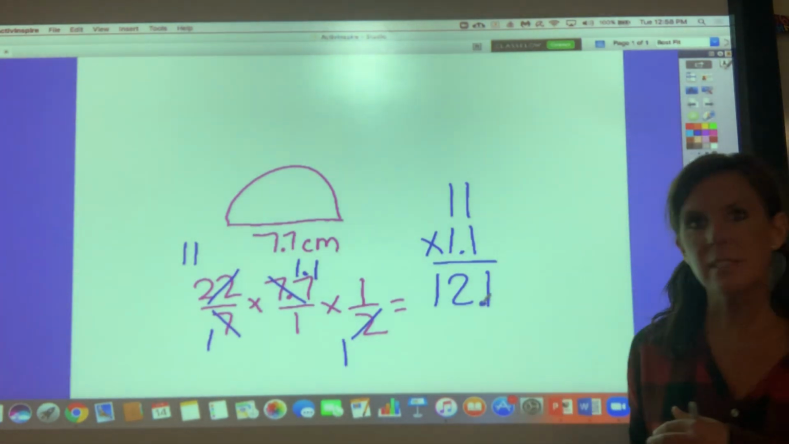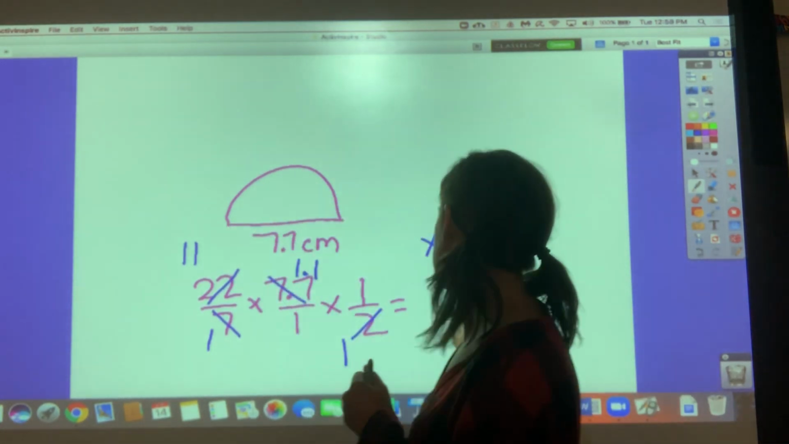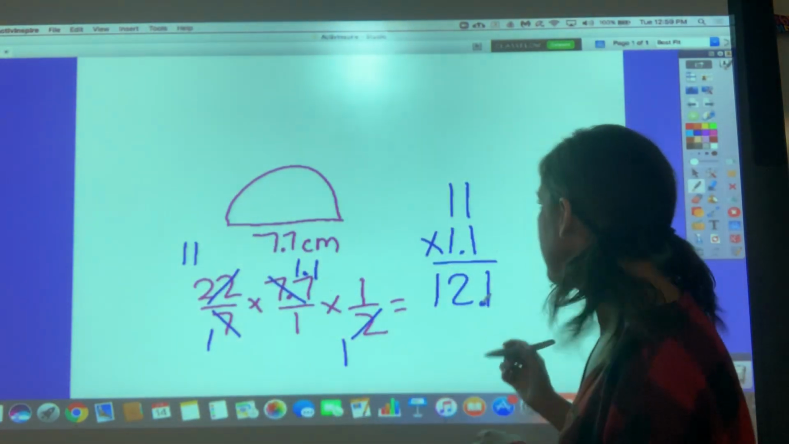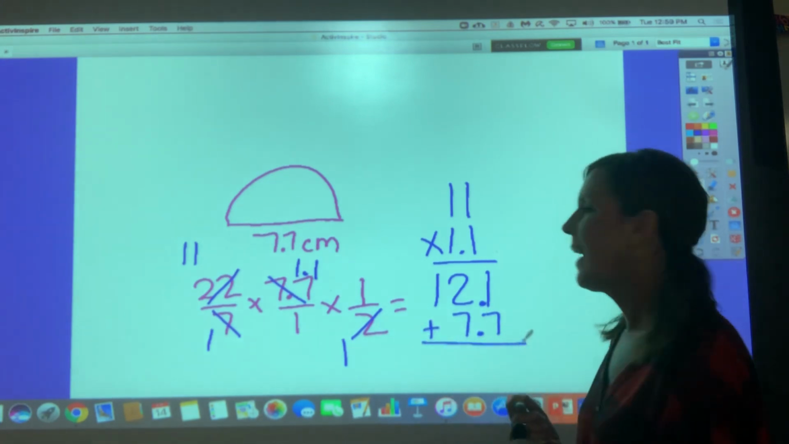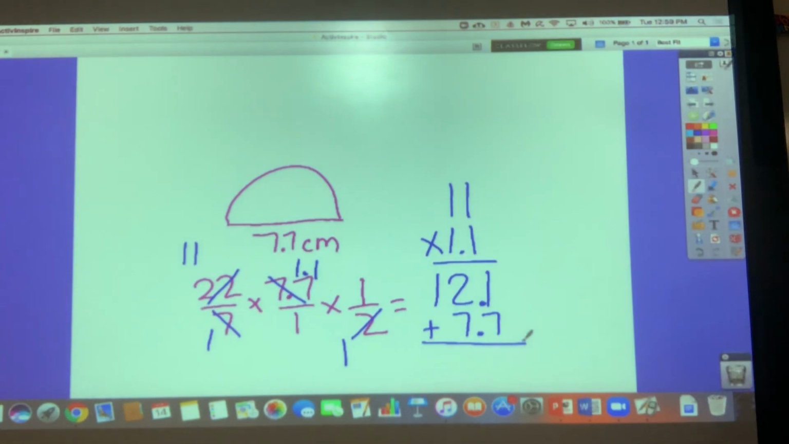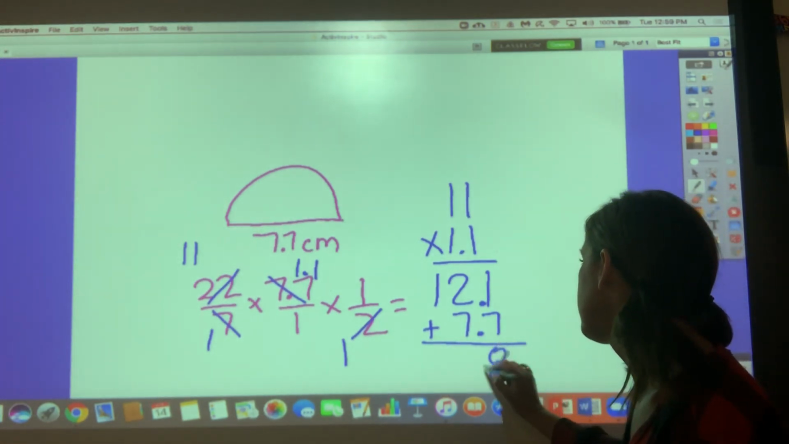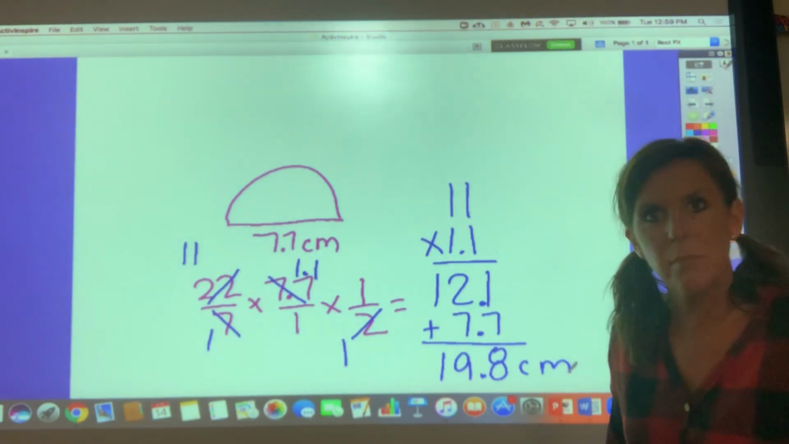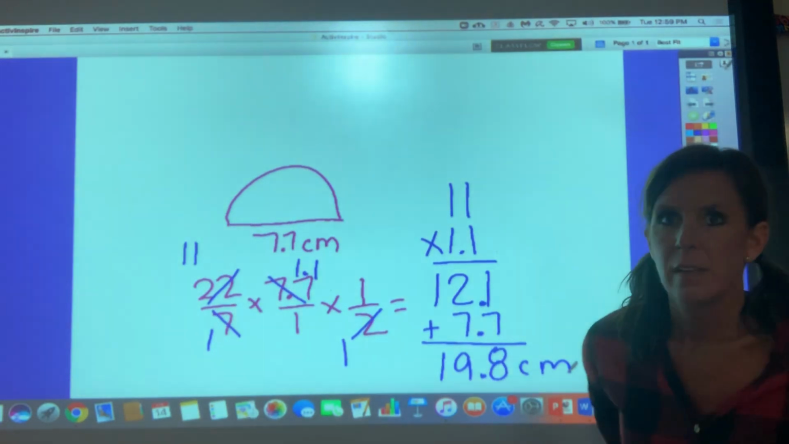Okay, now remember from last time, all this is that curved part. So we still need to add the straight part back to it. So we still need to add the 7.7. Okay, make sure you line up your decimals. Let's add up and see what you get for the distance around the semicircle. Okay, pretty easy. Hopefully you got 19.8 centimeters. Okay, 19.8 centimeters for the distance around the semicircle.